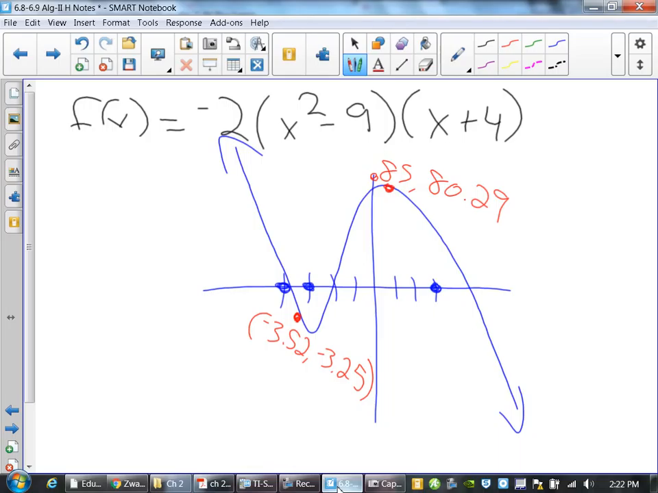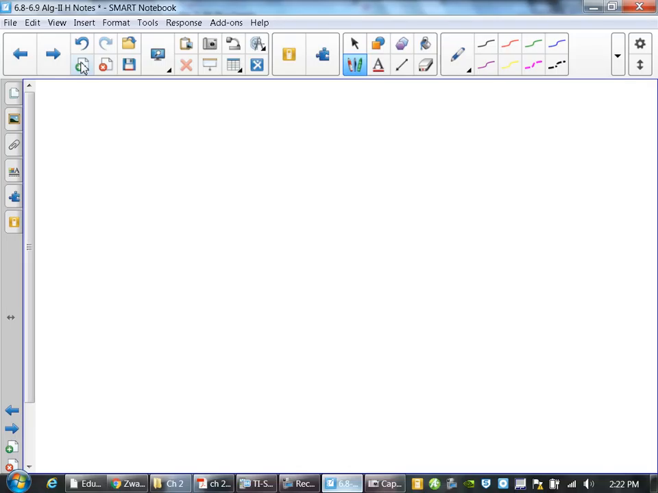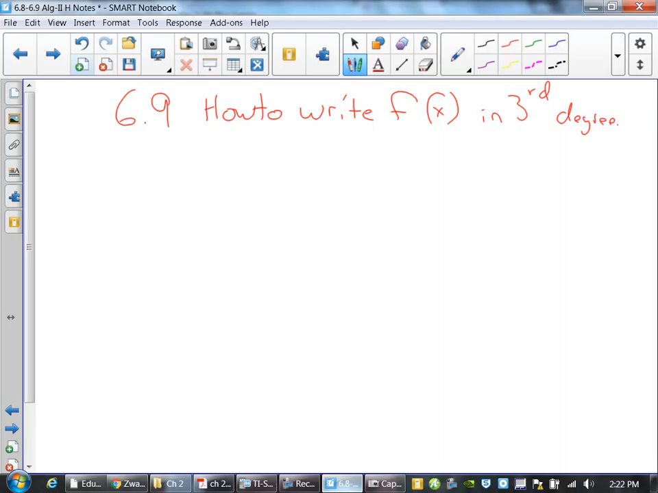Yep. Okay. So the other part of today that I wanted to look at is how do we come up with writing this exact formula. The stuff that's in 6.9 is how to write the polynomial function in the third degree. When I ask you to write out the function in the third degree, we're going to leave it in this format.